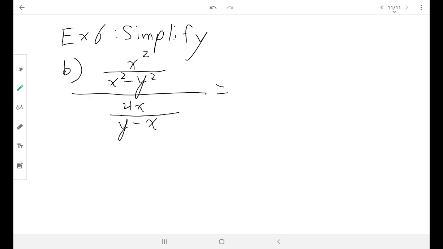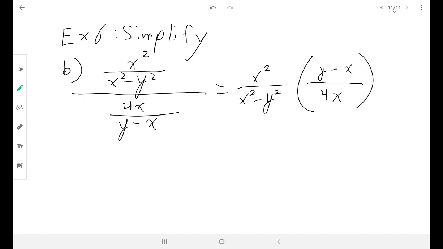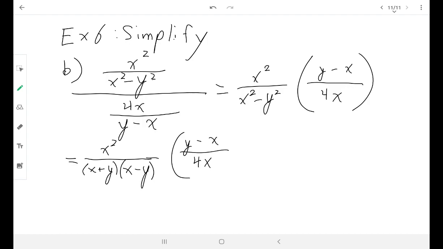But let's keep doing the same thing. Write it as keep, change, flip, multiplication by reciprocal. Change the division into multiplication by reciprocal. So the first thing times, the second thing flipped over. And then I can factor that. So let me do that. x squared over that difference of squares is x plus y times x minus y times y minus x over 4x.